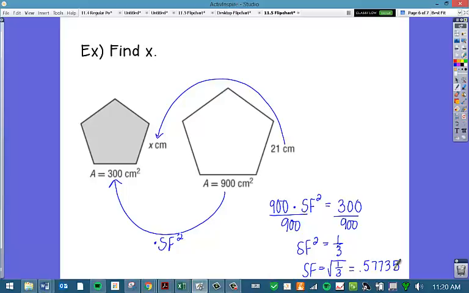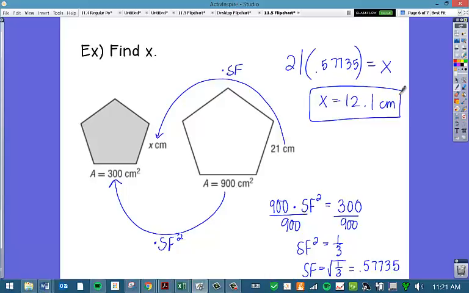Okay, so now that I know what my scale factor is, remember I'm going to take my dimension and multiply it by the scale factor to get my new dimension. So I'm going to take 21 and multiply it by 0.57735 in order to get x, my new dimension. So that means that x is going to be 12.124355. So let's round that to the nearest tenth, so 12.1.